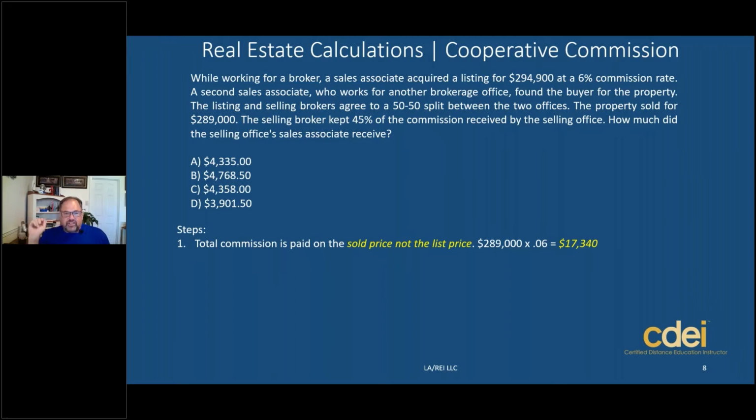And the rate is 6%. So you need to calculate the total commission: 289,000 times 6%, or 0.06. The total payout for this sale to both brokers is $17,340. So that's well established in the beginning. You've got to figure out what the total commission is.